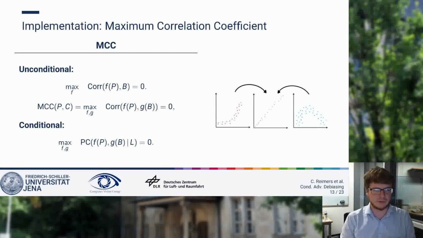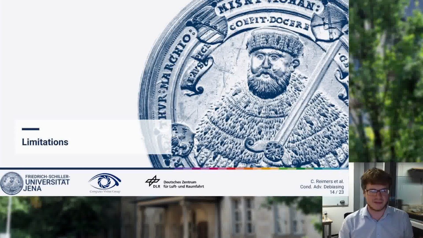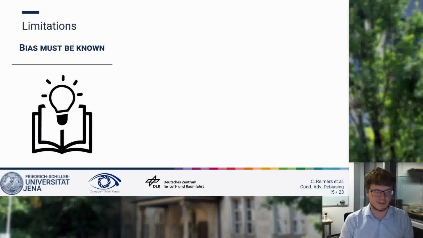And before we come to the empirical results, there's one more thing I want to talk about, and this is limitations of our method. Here there are mainly three. The first is the bias has to be known. Of course, we cannot expect the method to be thrown at the dataset and just erase any kind of bias. As you saw, we need to calculate a conditional dependence between the prediction and the bias variable, and this is of course only possible if we can assign an exact value to the bias variable.